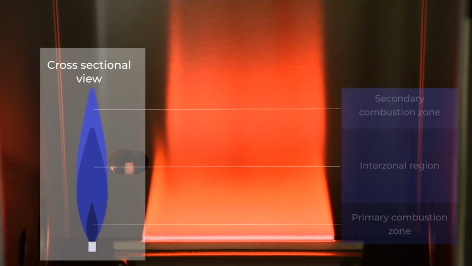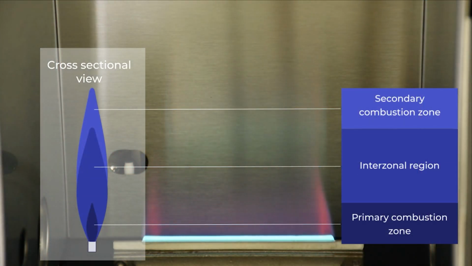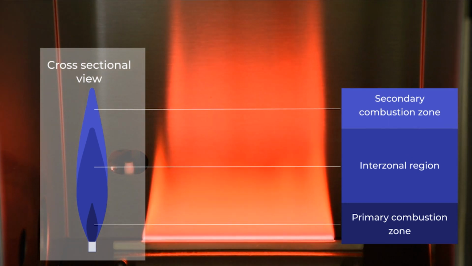The flame has three different regions: the primary combustion zone, the interzonal region, and the secondary combustion zone. The height of the beam above the burner, for best sensitivity and precision, varies with the analyte.